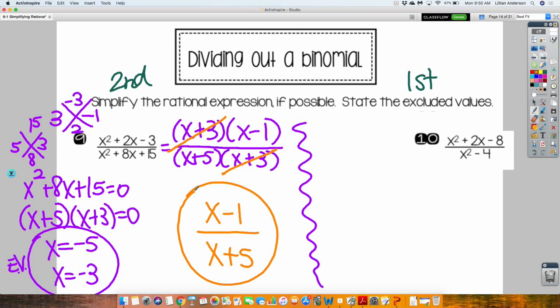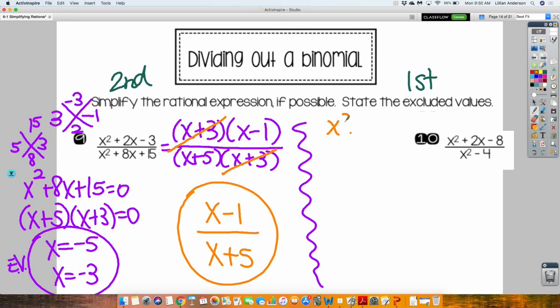Do not try to cancel out those x's, because at the top, x is attached to a -1. At the bottom, x is attached to a +5, and you can't cancel out that way. You're looking for common factors that will cancel out. And here's a hint: if you figure out the bottom, you know something's going to have to cancel out. So if you ever get stuck on your numbers, look at your factors to see if they can help you out along the way.